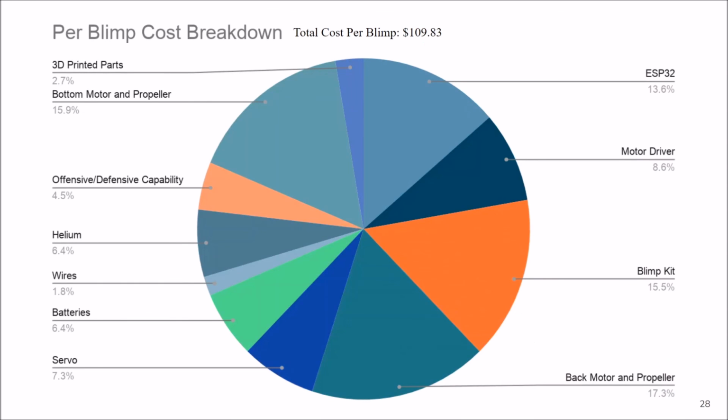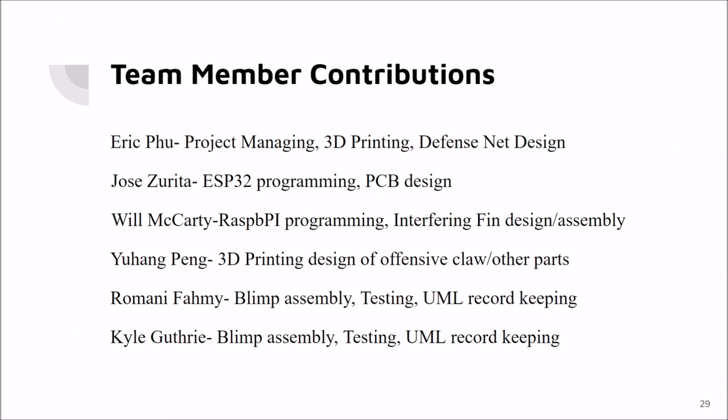In this slide, we are showing the per blimp cost breakdown, which costs us about $109 for each blimp, which is significantly cheaper compared to the slide before that. The reason behind that is that we have done a lot of testing and part changing throughout the design process.